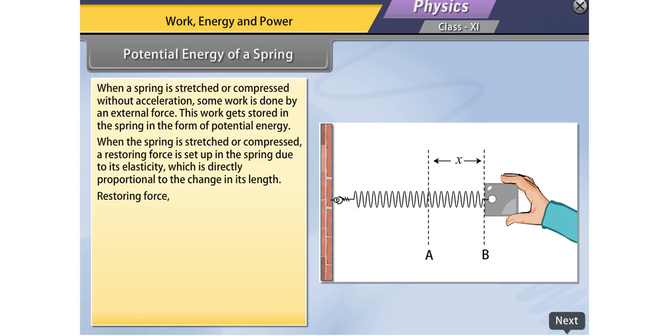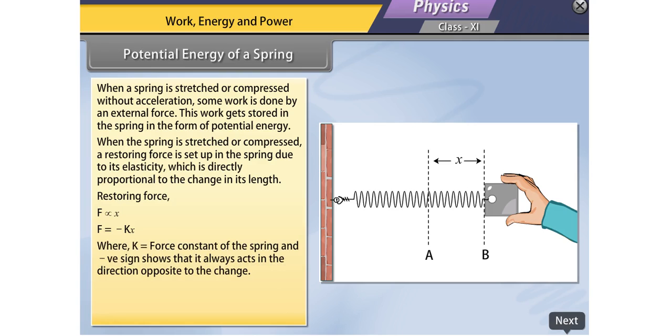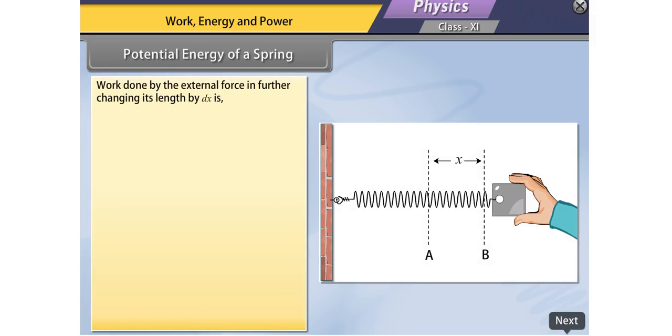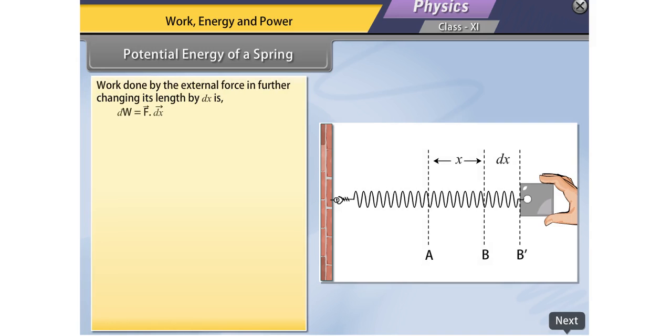Restoring force is given by F is directly proportional to x. F is equal to minus kx, where k is the force constant of the spring and the negative sign shows that it always acts in the direction opposite to the change. Then the external force required at this instant is given by F is equal to kx. Work done by the external force in further changing its length by dx is dW is equal to the dot product of F vector and dx vector, or dW is equal to kx dx.